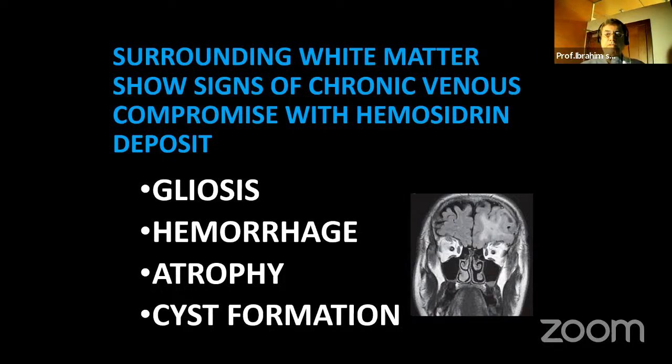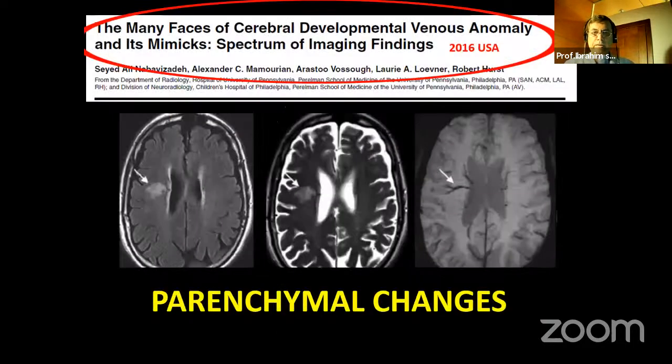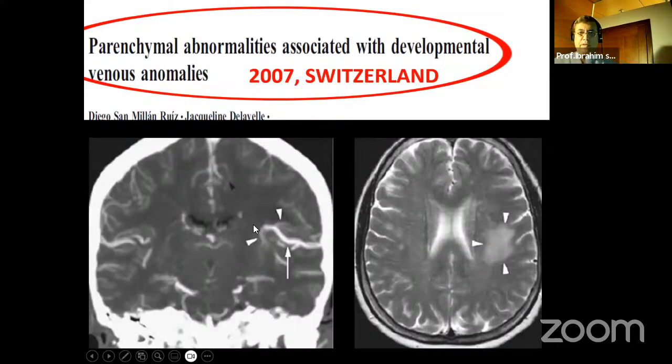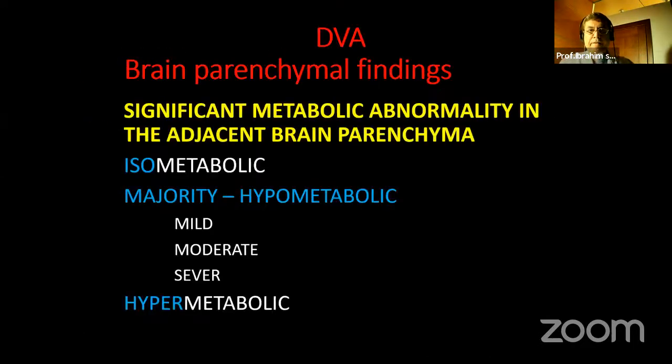So please stop thinking of DVA as benign. They are not. Parenchymal changes like this are due to DVA. Paper from the States, another paper from Switzerland showing the DVA and the parenchymal changes within the brain. That could present in various forms: epilepsy, choreiform, whatever. The parenchymal changes have significant metabolic abnormalities. They could be isometabolic, hypometabolic, or hypermetabolic, but mostly hypometabolic.